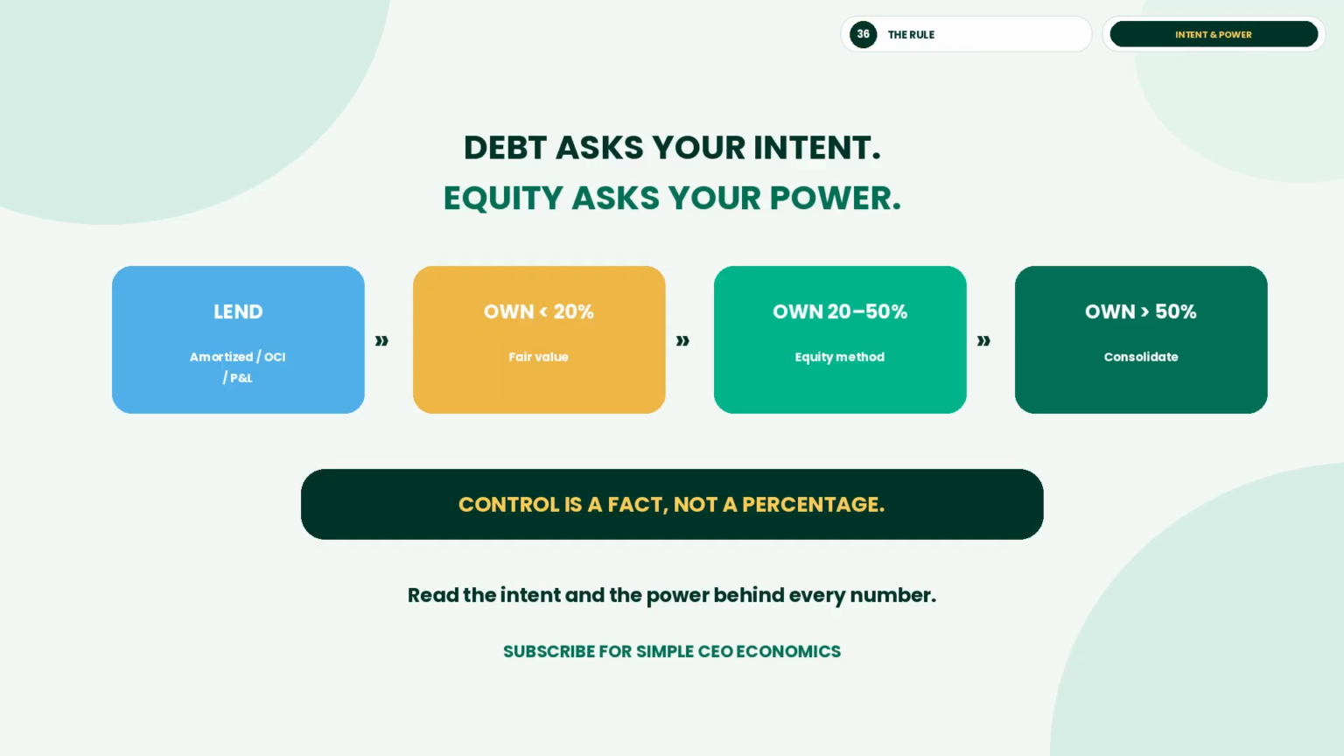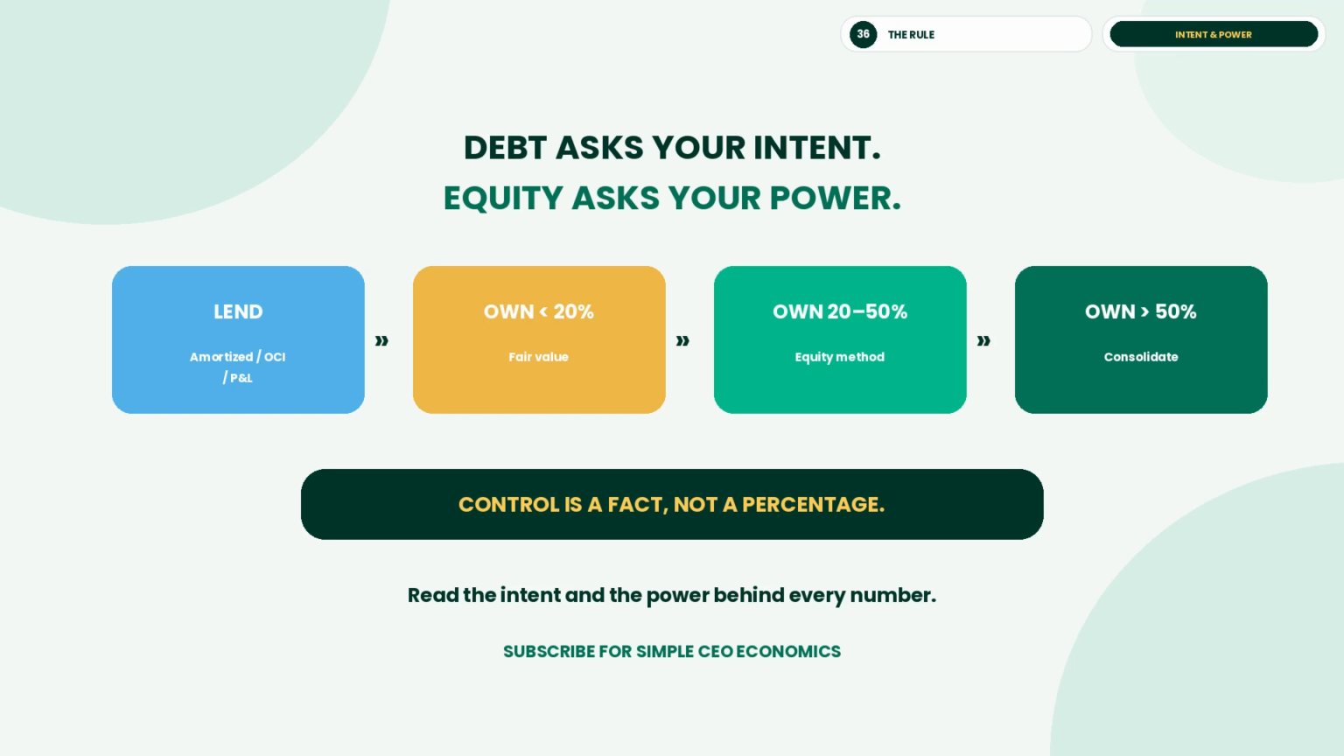Final CEO test. Ask 5 questions. What exactly did we acquire? Which decisions can we direct? What did we pay compared with identifiable net assets? Who owns the portion we do not? And what internal balances, sales, profits, assets, or dividends must disappear?